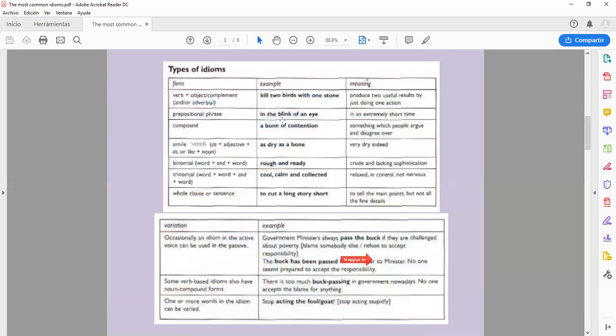Here we have some of them. They say there are different types of idioms depending on their form. For example, in this case, there's a form that has verb plus object or complement, and adverbial complements. For example, kill two birds with one stone. The meaning is that it produces two useful results by just doing one action. Do we have any similar example in Spanish?